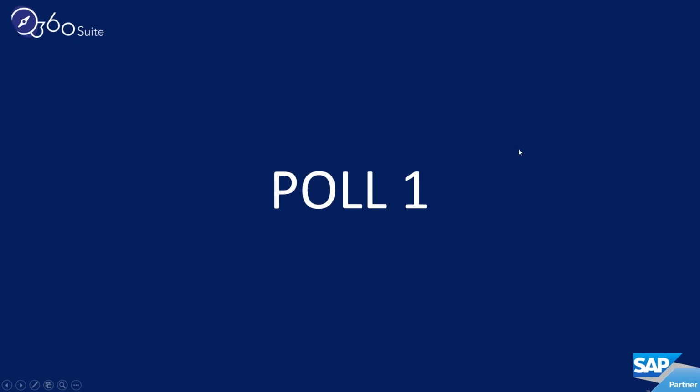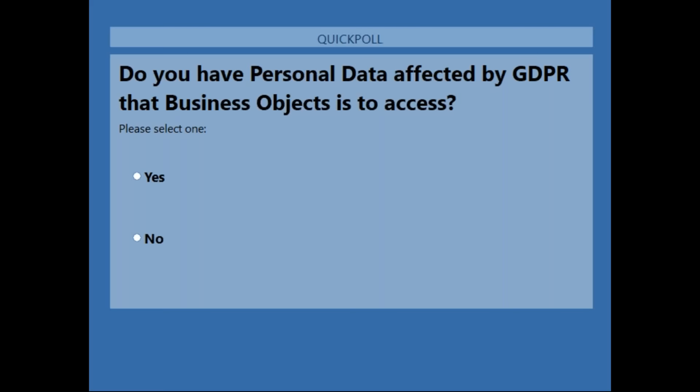Exactly. So in order to better understand yourselves, we will have some questions during this presentation. And the first one is, do you have personal data affected by GDPR that Business Objects is to access? Just two answers, yes or no. Throughout this webinar, we'll just have a few questions for you, so that way we can shape our questions and answers and the content. I'll just leave this for a few more seconds.